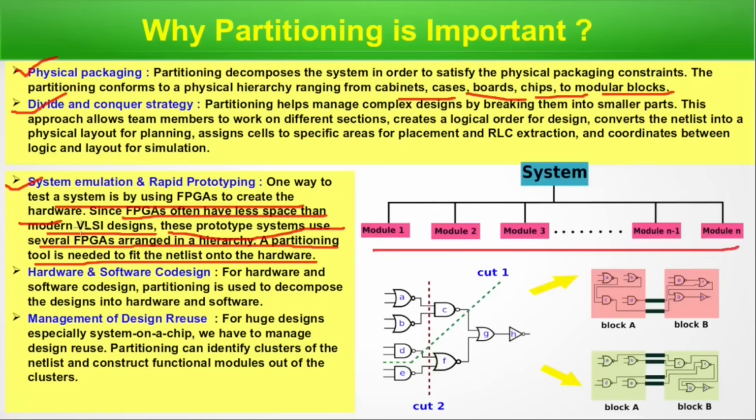Now, hardware and software co-design. For hardware and software co-design, partitioning is used to decompose the design into hardware and software. Management of design reuse: for huge designs, especially system on chip, we have to manage design reuse. Partitioning can identify clusters of the netlist and construct functional modules out of the clusters. Part of a design can be reused. That actually saves time and money. In that case also, partitioning helps.